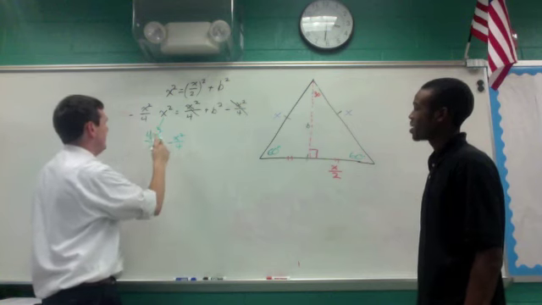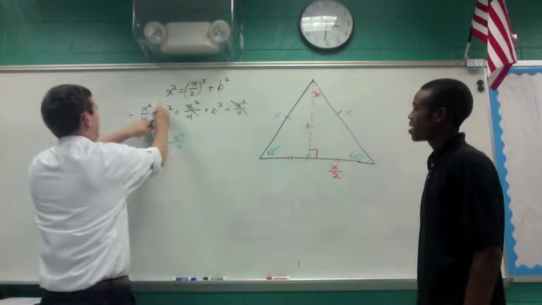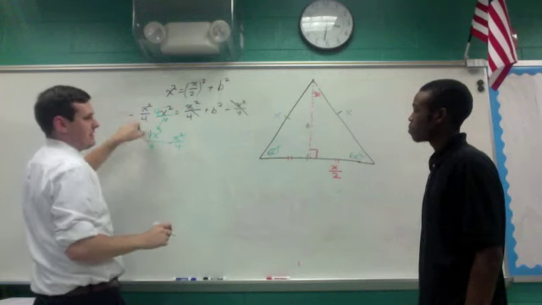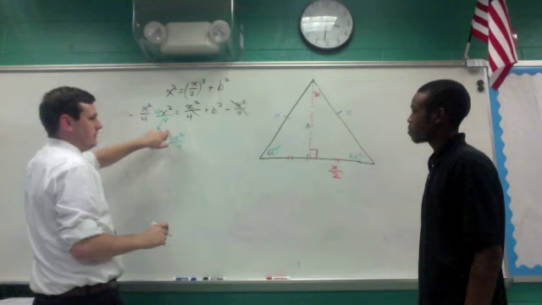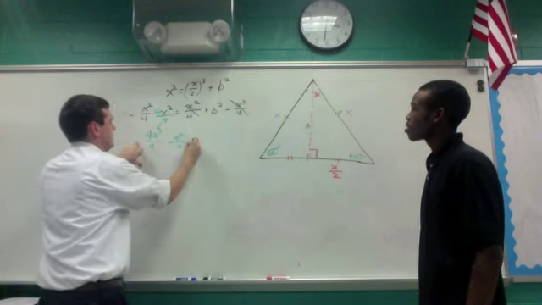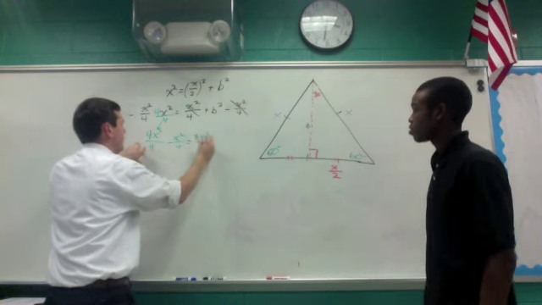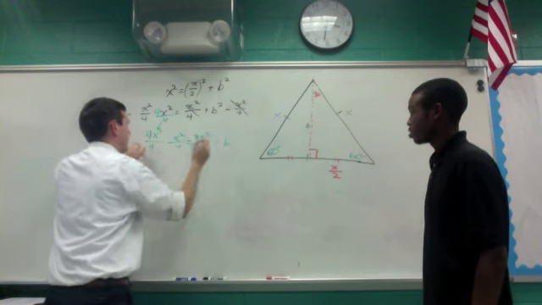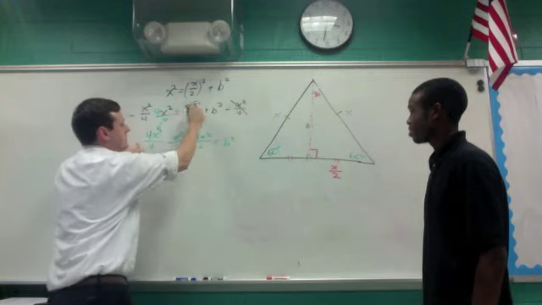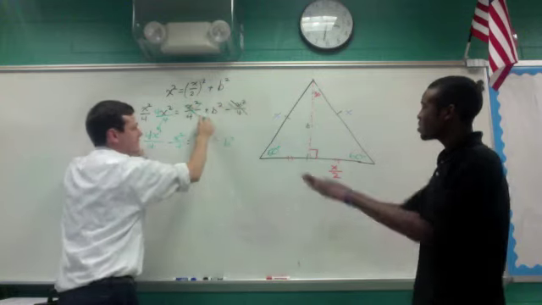Wait, I don't see what you did there. I had to change this to something that would combine with this one, and they have to have a common denominator. Okay? So 4x squared over 4 minus x squared over 4 equals b squared. Okay, because these cancel out. So what's left is b squared.